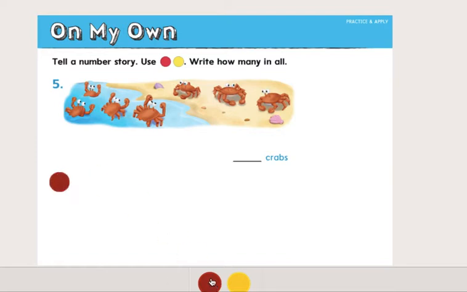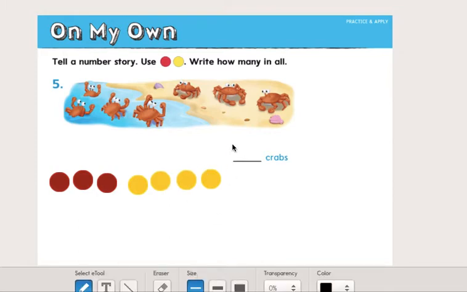There were 3 crabs on the beach. There were 4 crabs in the water. 1, 2, 3, 4. How many crabs were there in all? 1, 2, 3, 4, 5, 6, 7. I will use my writing tool to write the number 7 on this line by the word crabs.